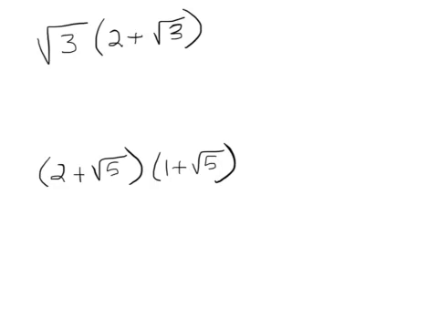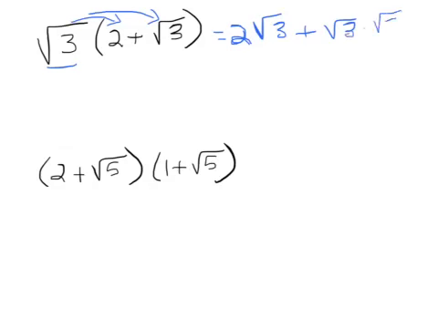So let's take a look at a couple of examples that are just slightly more complicated. Here in my first example I've got radical 3 times a quantity inside parentheses, and the distributive property does apply here. So I'm going to multiply radical 3 times 2 and radical 3 times radical 3. So the result of that will be 2 radical 3 plus radical 3 times radical 3.